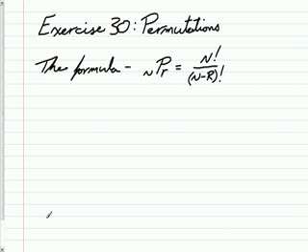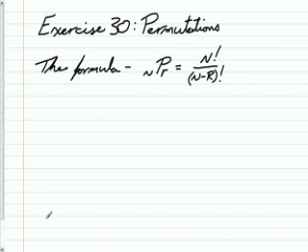My apologies for not being able to be here in person for this lesson, but the good news is this one's fairly straightforward, I hope. As you can see, we're on exercise 30, and we're going to deal with a topic called permutations today. Now, I've already written down the formula there for you, so I'll give you a second to copy that down.